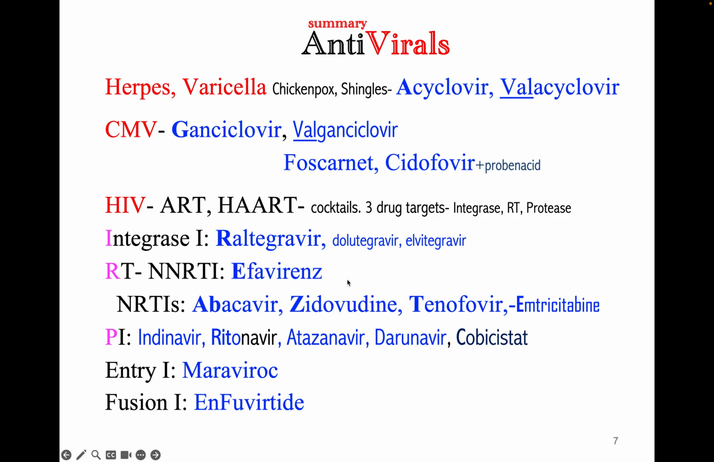It has a tendency to bind to neurons. That's the reason. Okay, so then it is contraindicated in pregnancy also. Okay, that's it. Let's move on to the next group.